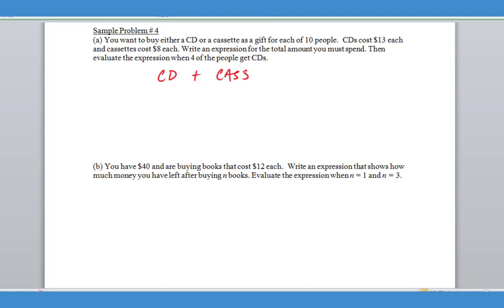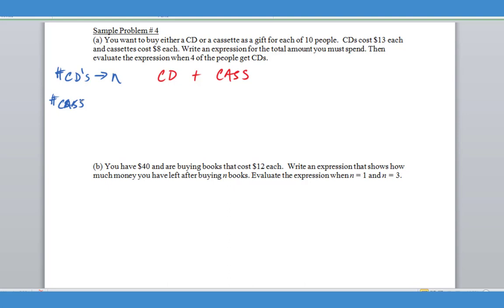Now, the problem that we run into here is that we actually have 2 different things that we are dealing with. We're dealing with CDs and cassettes, and so we have to have a variable that represents these. So if I'm talking about the number of CDs, maybe I just want to use the value n. So if I'm doing that, how do I represent the number of cassettes without using a second variable?